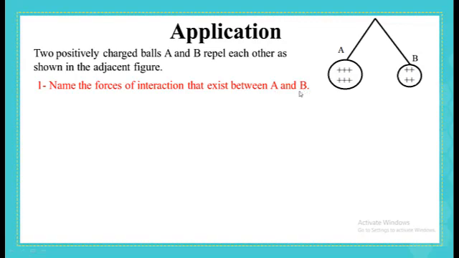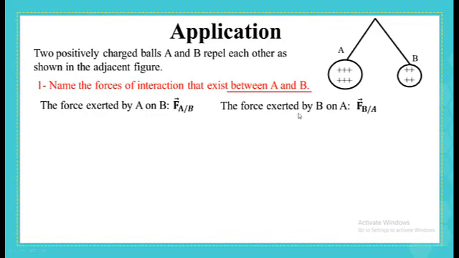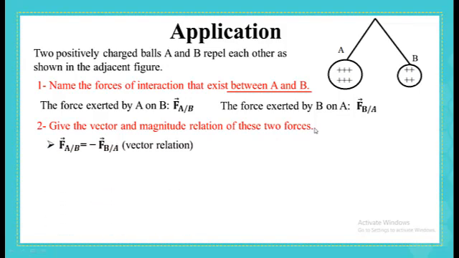Make use of these two names so we can say that there is a force exerted by A on B and the force exerted by B on A. These are the forces of interaction. Now you have to give the vector and magnitude relation of these two forces. Here is the vector relation, and you can also write it in the other way. You can add these two forces to get zero vector. And here is the magnitude relation.